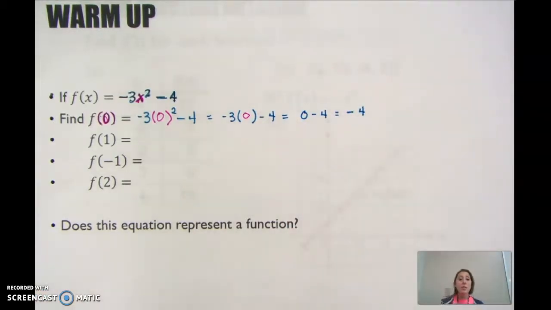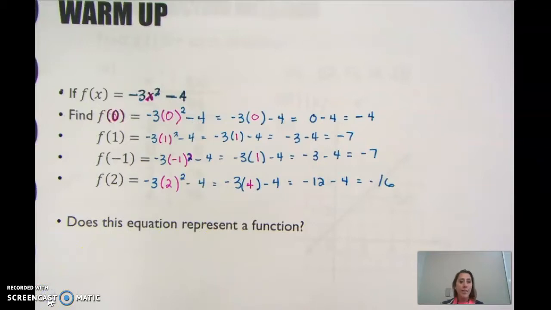I would like you to write it out exactly like that, because when we go forward, it's going to make more sense, especially when we do more complicated inputs. So go ahead and put that in your notes, and I'd like you to do the rest. And do try to answer, does this equation represent a function?